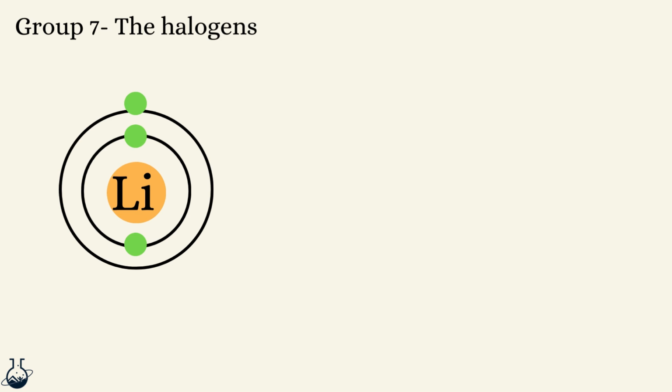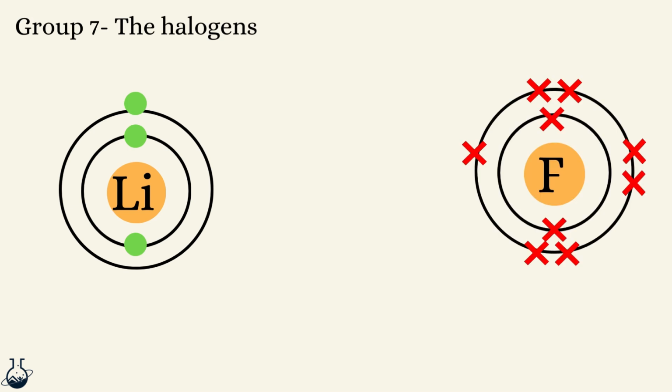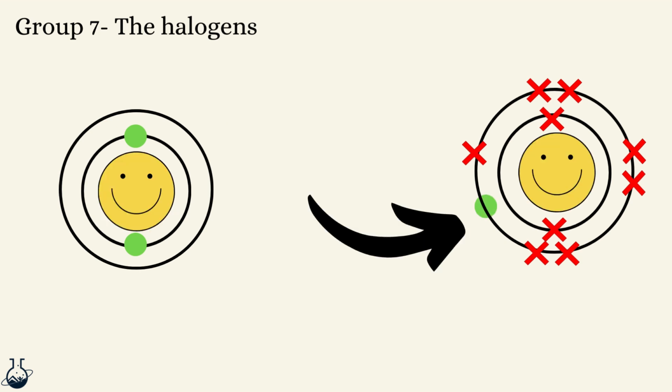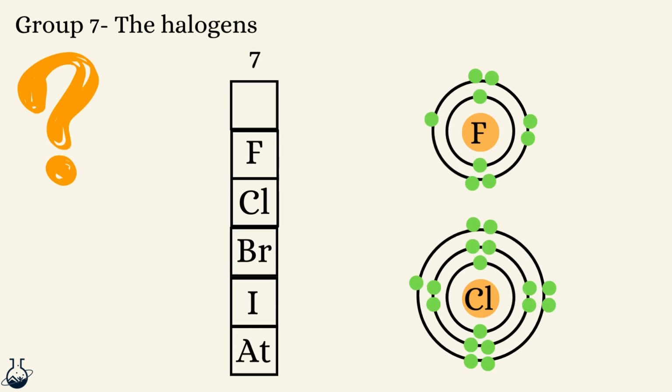Let's look at group 7, the halogens. So earlier in the video, I mentioned that atoms can react due to the gain and loss of electrons to get full outer shells. So if this lithium reacted with this fluorine atom, lithium would lose one outer electron and give it to fluorine. So they both have full shells. So what happens to group 7 reactivity then during these reactions?